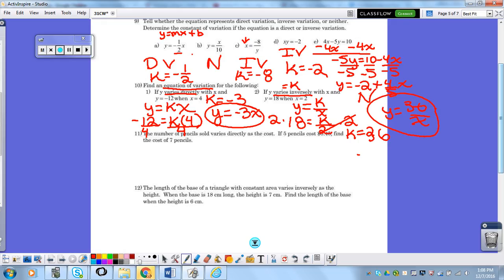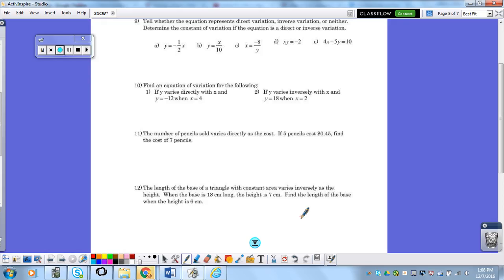Alrighty, let's keep going. We're going to use word problems now. The number of pencils sold varies directly as the cost. If you want to, you can use other letters besides y and x. So you can use N for pencils, C for cost. But if you want to keep it consistent, we can say that y is pencils and x is cost. Now let us set up the equation.